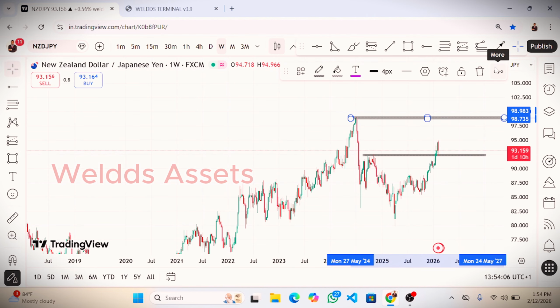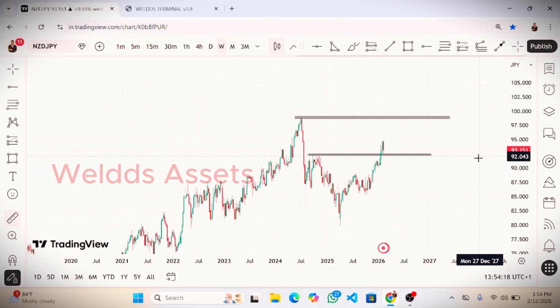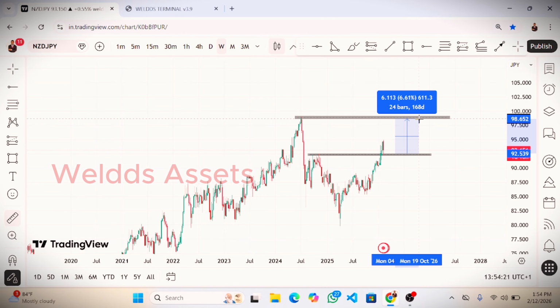Any currency that is confusing, I encourage you to stay away from it. For now, New Zealand dollar USD has broken out, retested, so it can move. And if you calculate the distance from this level up to that point, that's around 600 pip. Pick one or two of the best trades and trade them.